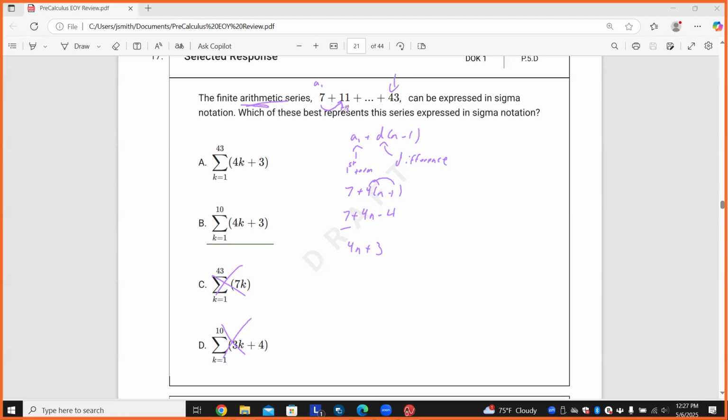What number? 4. It's going up by 4s. Is there any way that 43 will be the 43rd number? No. So you can use common sense and say, well, that's not realistic. It must be 10. But I'll show you how to solve it just in case that's not the case.